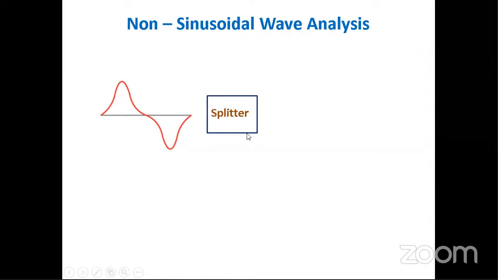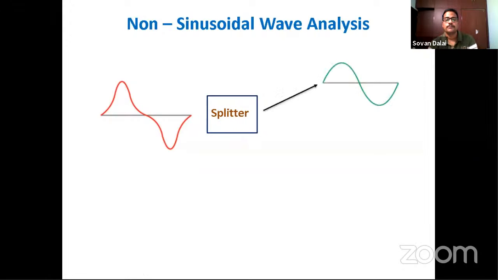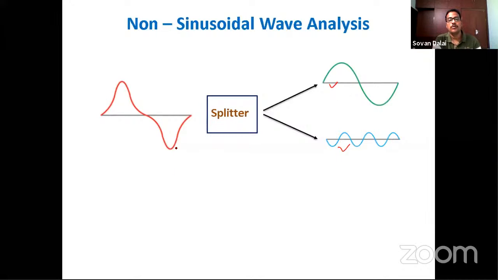With the help of the splitter, we find out what components are present inside this particular waveform. First, we see that this waveform consists of two waveforms. One looks like a pure sinusoid, and this one also looks like a pure sinusoid. So this non-sinusoidal waveform consists of two sinusoidal waveforms. But what is the difference between these two sinusoids? The difference is that their frequency is different, meaning they complete one cycle at different times.